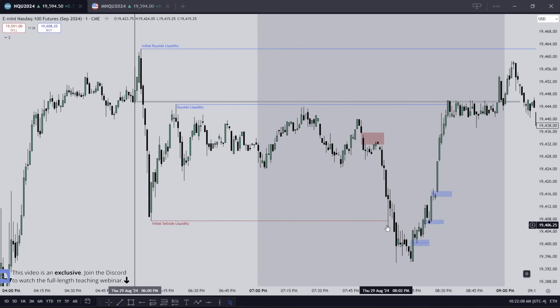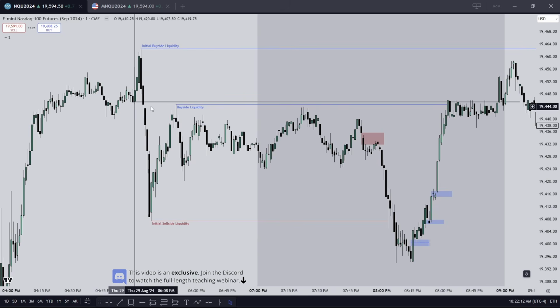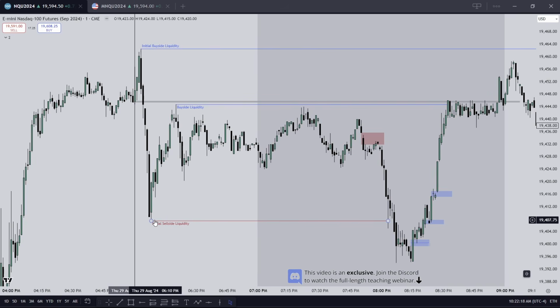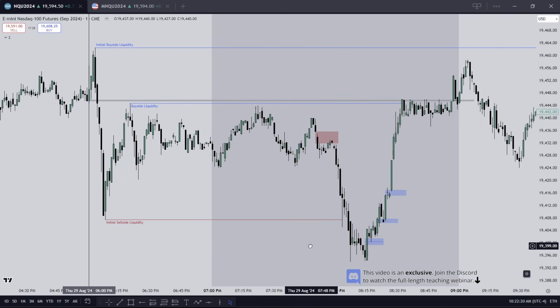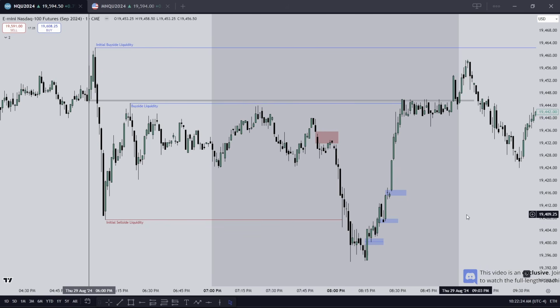Now, once we tag that liquidity pool, we're waiting to see, do we want to get back up into this? Why? It's a magnet for price action. New day opening gaps are magnets. We take out initial sell side. Perfect. Do we still have time left in the Asia session to find a setup? Absolutely. We tag that sell side at 8 o'clock.